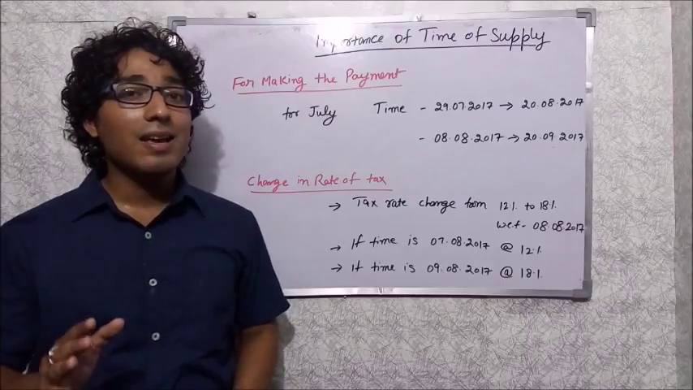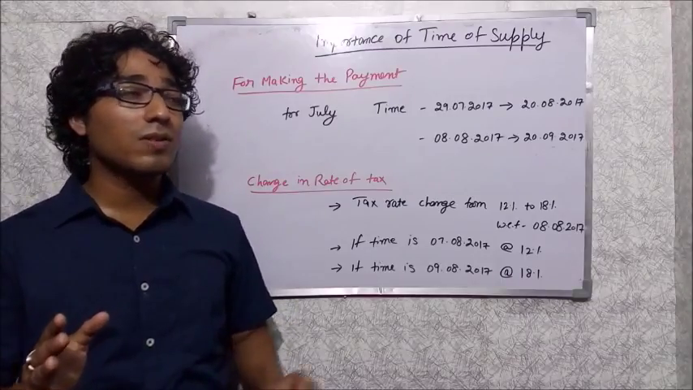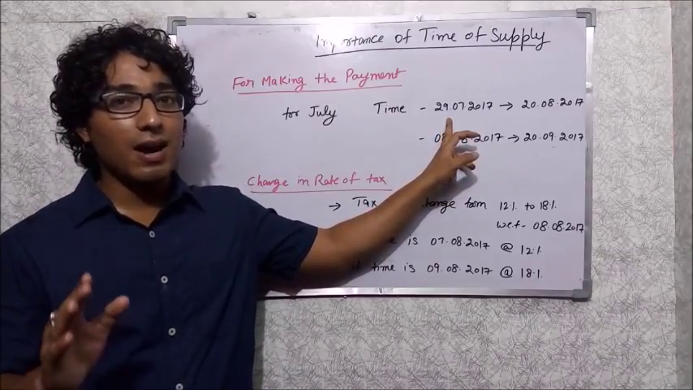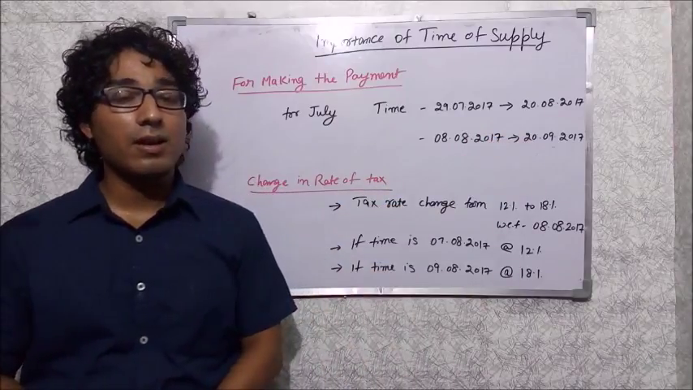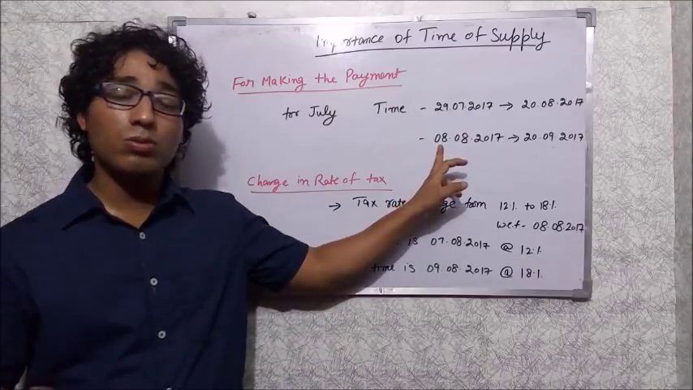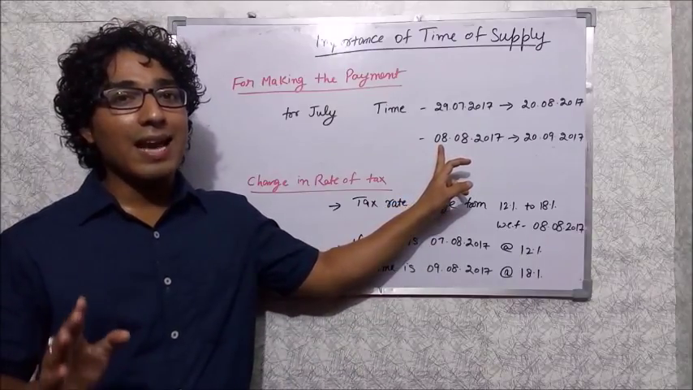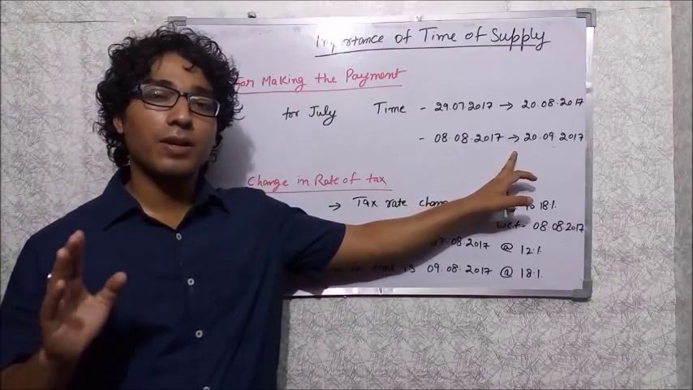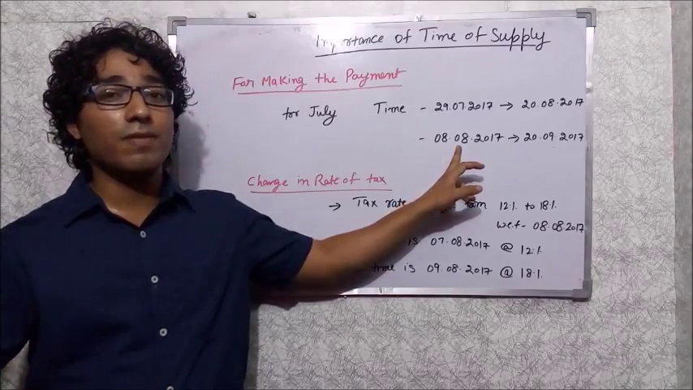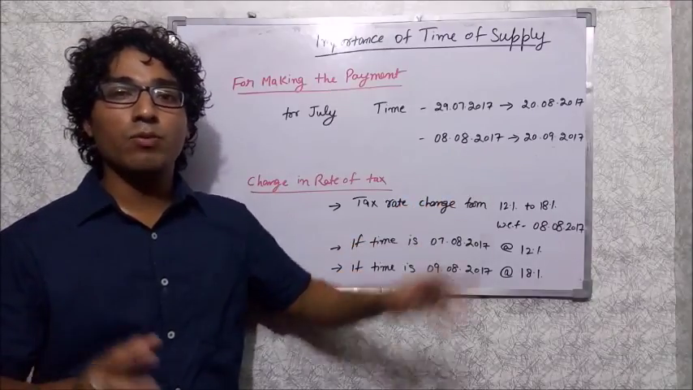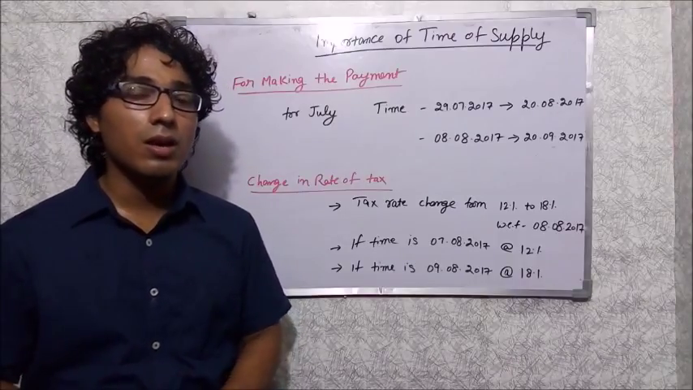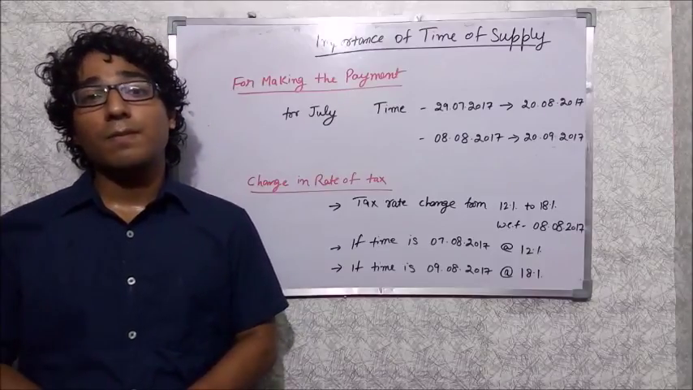So if your time of supply of that particular goods or services is 29th July 2017, then you have to pay the tax up to 20th August 2017. But if the time of supply will be 8th August 2017, then you have to pay the tax by 20th September 2017, because your time of supply has been shifted to the next month, and then you have to pay the tax on the 20th day of the next month, which will be 20th September 2017.